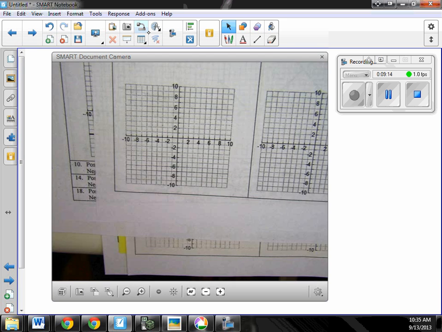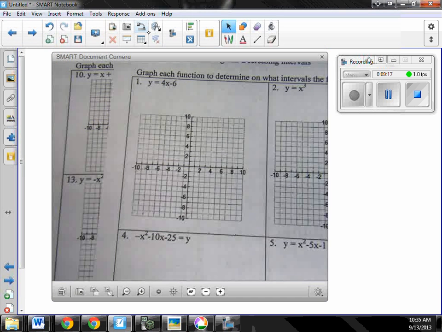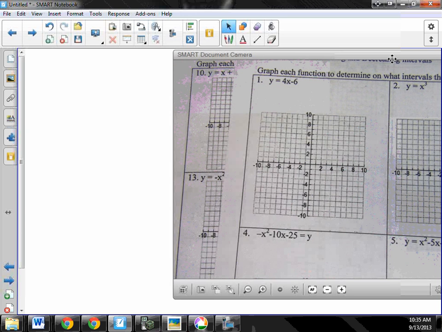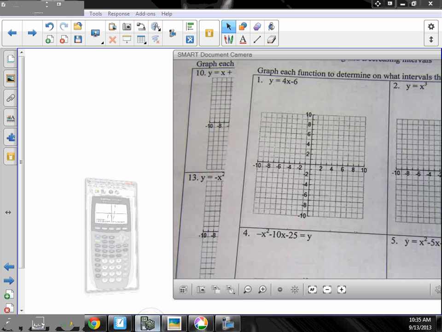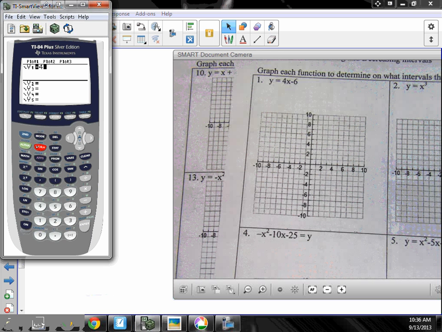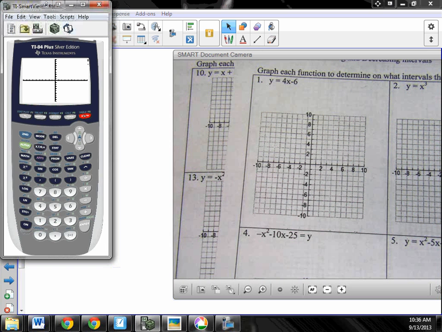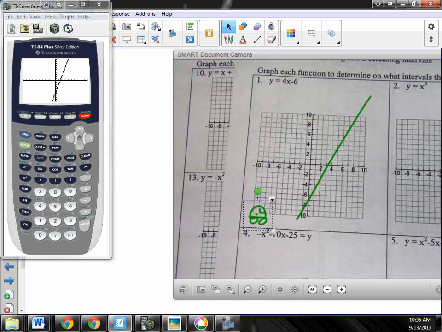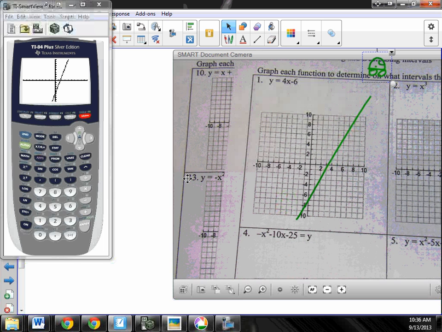So let's look at number 1 on your worksheet. Let's graph the function 4x minus 6. So my graph looks something like this. Let's bring back my car. Here's my little car. As I travel along that line, when am I going up and when am I going down?